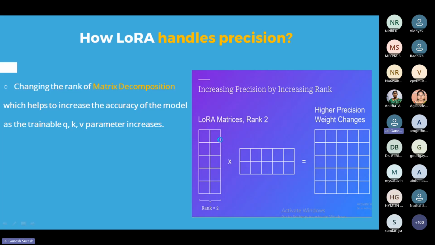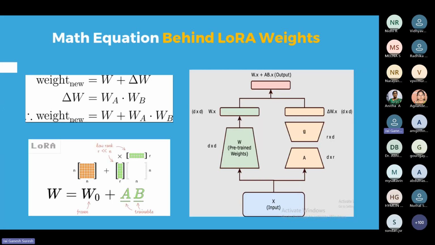But before that, I'll conclude this point. Now, the math equation behind the LoRA weights. This is an equation from the LoRA and QLoRA research paper, and you can see this equation appearing throughout. The new weights are equal to W plus delta W. So what are W and delta W?